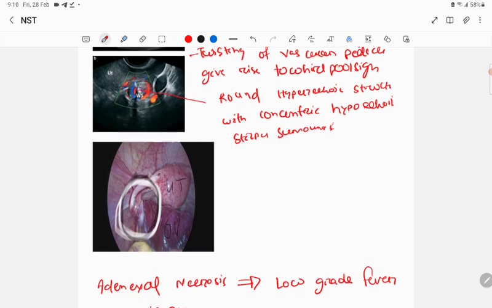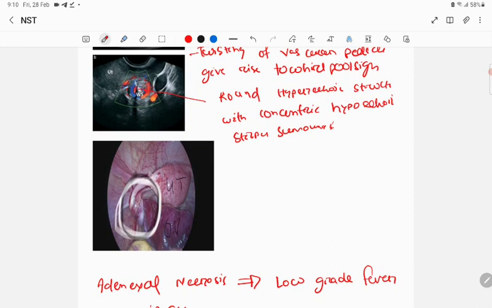Okay, color Doppler sonography should be performed in suspected torsion, as it may show disruption of blood flow. So we have to do a color Doppler to see the vascular pedicles, whether there is disruption of flow or not, which is highly suggestive of torsion.